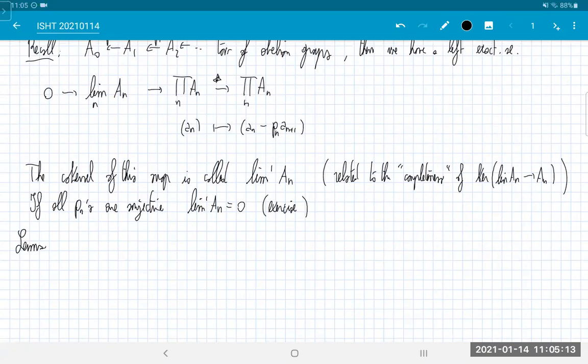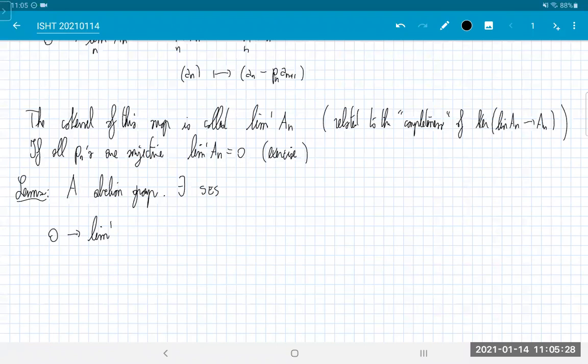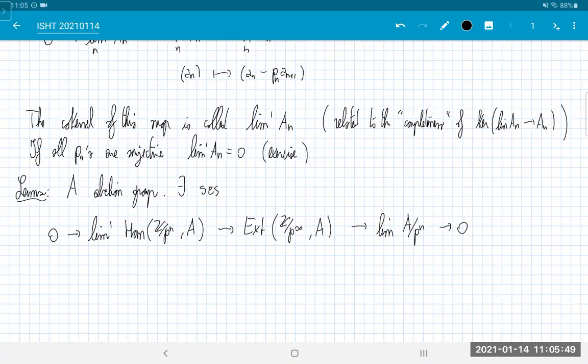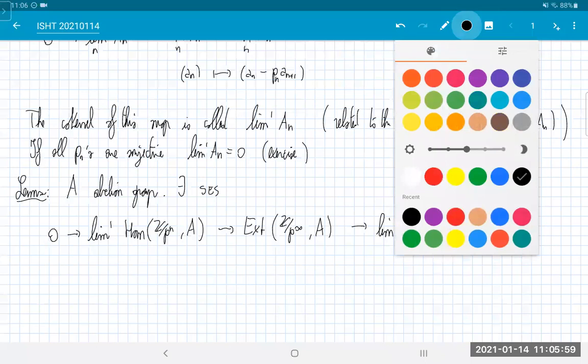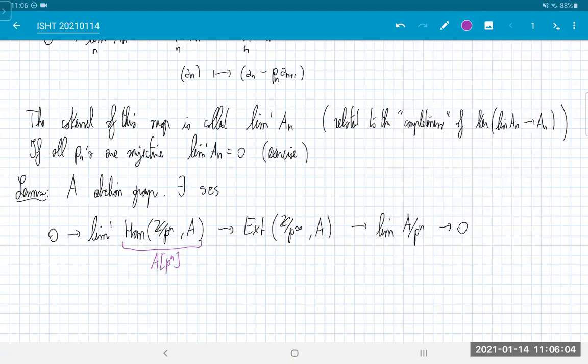So let A be an abelian group. Then there exists a short exact sequence which goes as first a lim1 term, then goes to the derived p-completion, and then goes to the ordinary p-completion. So you can see that the only difference between the derived p-completion and the ordinary p-completion is the p-torsion. This is also just the p-torsion in A.